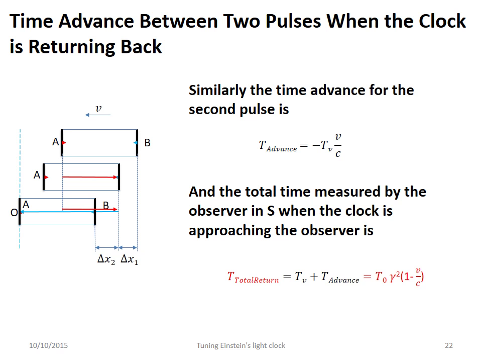Time advance between two pulses when the clock is returning back. Similarly, the time advance for the second pulse is t advance equal to minus tv times v divided by c, and the total time measured by the observer in S when the clock is approaching the observer is t total return, equal to tv plus t advance, which is equal to t naught gamma squared times 1 minus v over c.